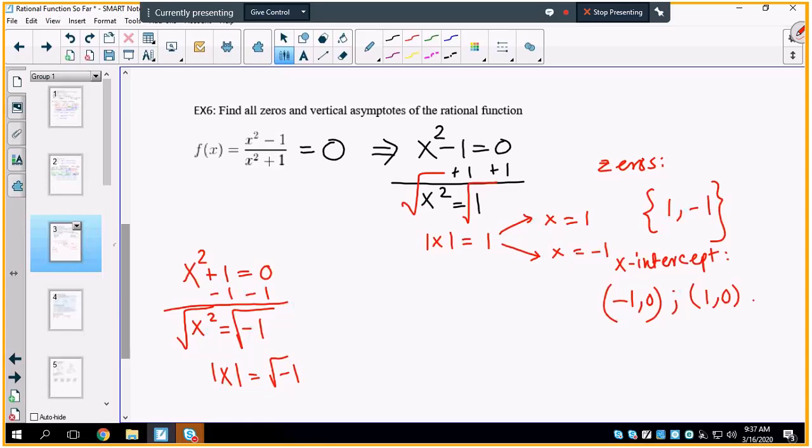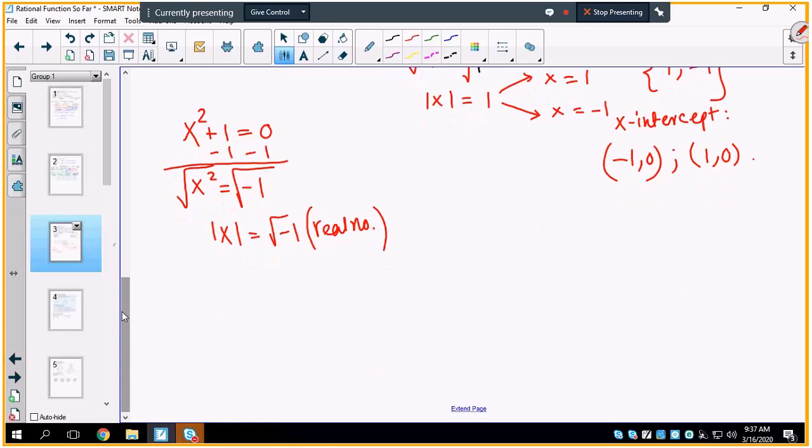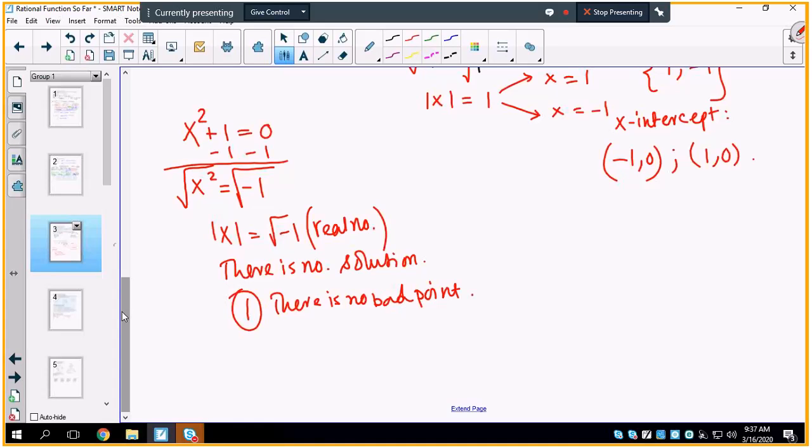And then remember, this is not a real number. Whenever we encounter the situation where square root of negative 1 is not a real number, we say that there is no solution. What does this mean? This means, number one, there is no bad point. This is one such rational function where there is no bad point. So both of your solutions or x-intercepts are good. I would discard them if they were bad, but none of them are bad.